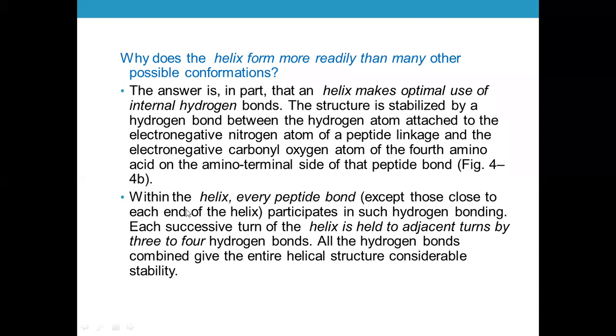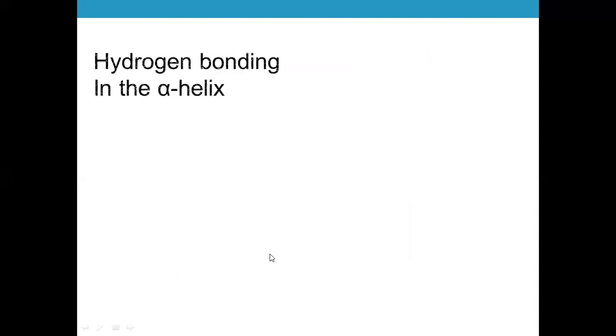Why would the helix form more readily than many other possible conformations? Second is that within the helix structure, every peptide bond, except those close to the end of the helix, participates in hydrogen bonding. Each successive turn of the helix is held to adjacent turns by 3 to 4 hydrogen bonds. So this is what I have mentioned earlier, that each successive turn of the helix is held to adjacent turns by 3 to 4 hydrogen bonds.